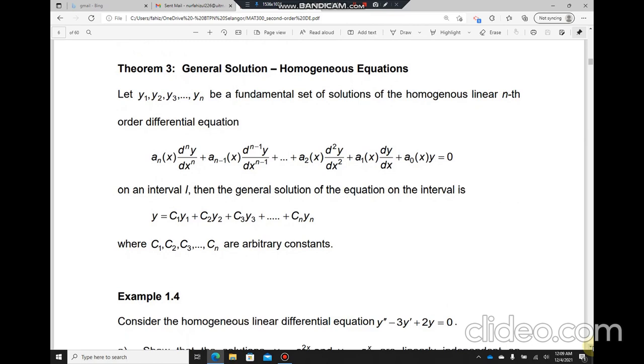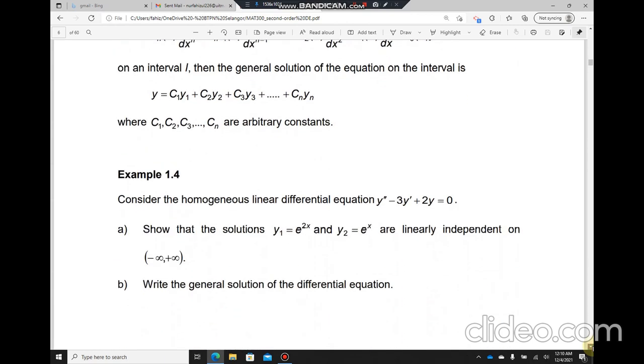Okay, next, Theorem 3. General solution for homogeneous equations. Let y1, y2, y3, yn be a fundamental set of solutions of the homogeneous linear nth order differential equation on an interval I. Then the general solution of the equation on the interval is y equals to c1y1 plus c2y2 plus c3y3 until cnyn, where c1, c2, c3, cn are arbitrary constants. Okay, so untuk semua teorem dan definition tu nanti dia akan ada cara kita nak solve untuk chapter 4.